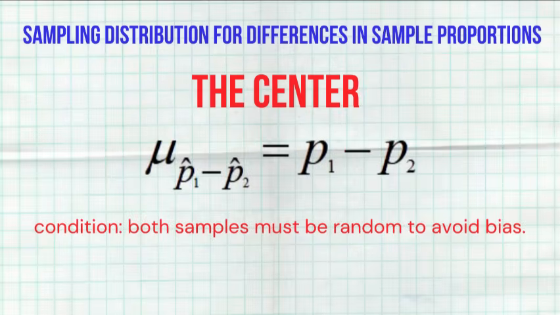The center would be the mean of all possible differences between a sample proportion from population 1 and a sample proportion from population 2. And if we think about it, the mean of all possible differences between two samples should be the true difference between the parameter from population 1 and the parameter from population 2. Now, of course, this is only going to be true if both samples are random to avoid bias.